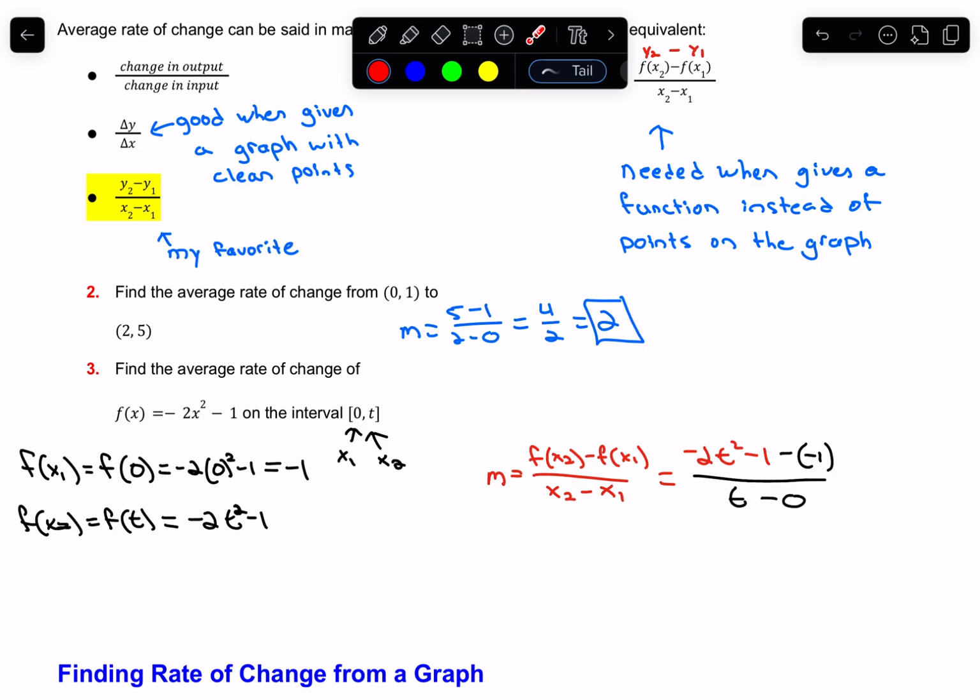All right, so now let's go ahead and simplify this thing. On top, the only thing that we can cancel is we have a negative 1 and a minus negative 1. So this negative 1 and that negative 1 cancel to just give us negative 2t squared. And on bottom, t minus 0 is just t. Okay, so now in later parts of this class, we'll be able to easily simplify this to be negative 2t, because a t on bottom will cancel a squared on top. Okay, so t's cancel. But for right now, what I want to show you is that this is the average rate of change, and now we can plug in a value of t and see what happens.